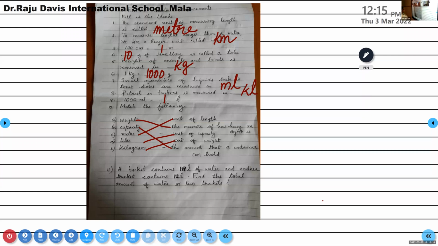Now, the 11th one is a word problem. A bucket contains 18 liters of water and another bucket contains 12 liters. Find the total amount of water in 2 buckets. So here, the quantity of both the buckets is given. One bucket is having 18 liters, the other bucket is having 12 liters. So how can we find the total?